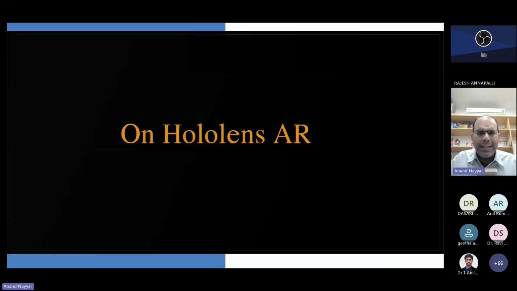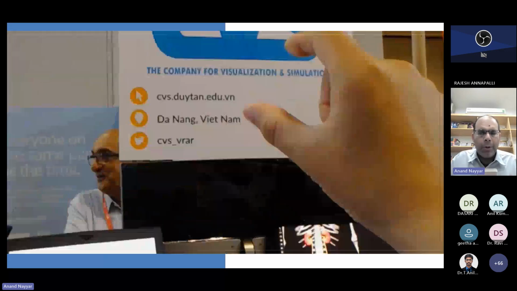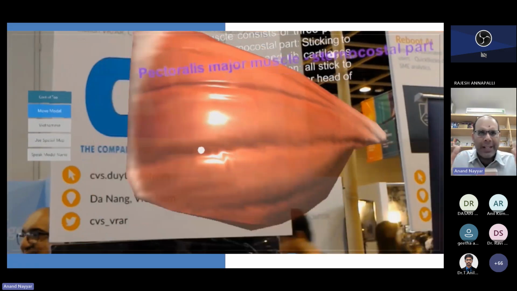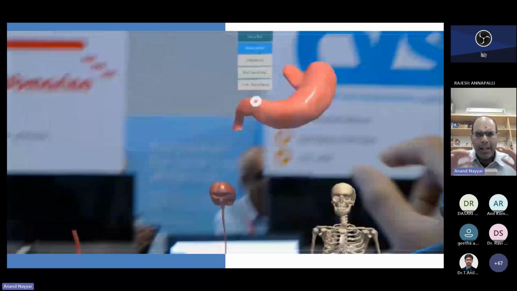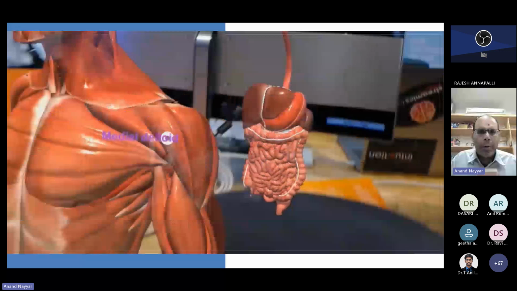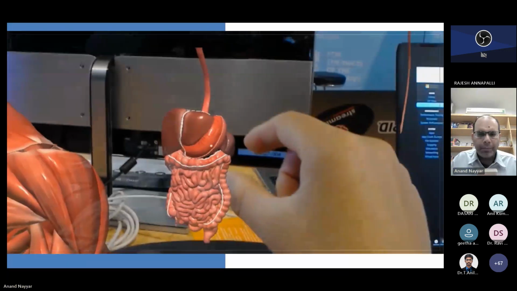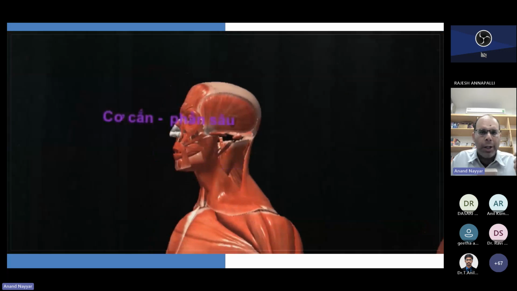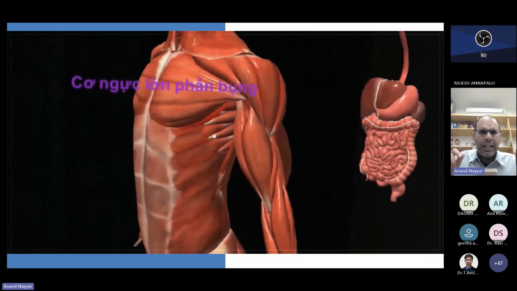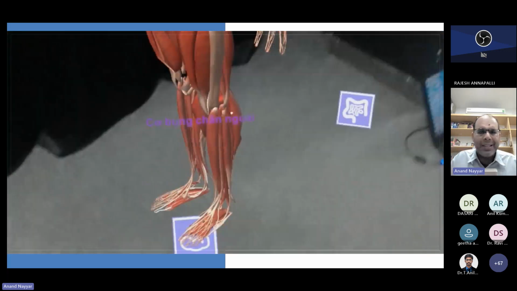So this is on HoloLens AR. But soon the video will be integrated using Apple Vision Pro, because we just received Apple Vision Pro 1 month back, and we are working our level best in order to perform that type of simulation. Whatever part of the body you want to understand, you just drag it there, and it will perform the detailed simulation.